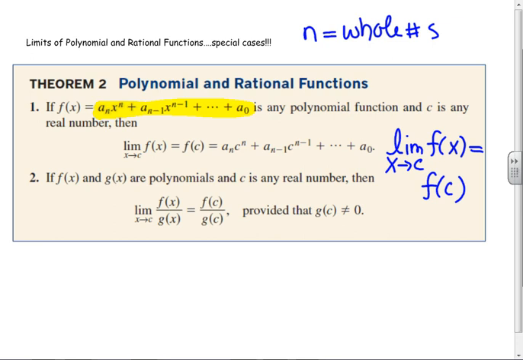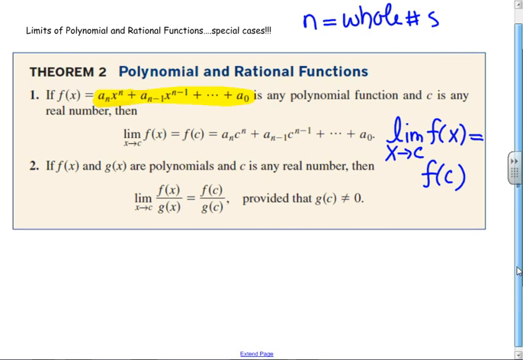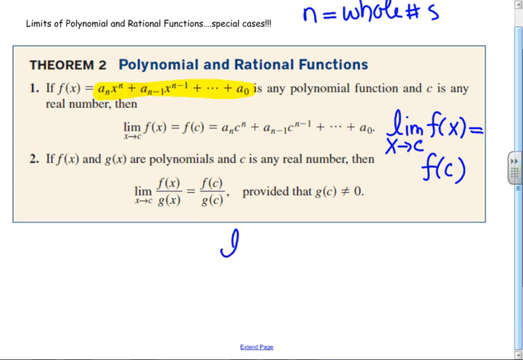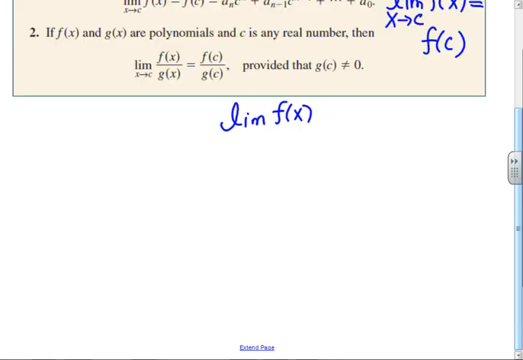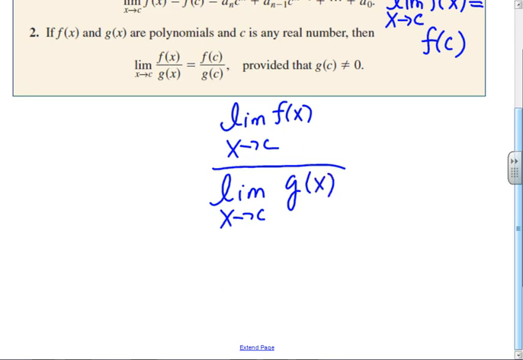And if f and g are polynomials and c is any real number, again, if I have a ratio of polynomials, so it's the limit of f of x as x goes to c over the limit as x goes to c of g of x, you may just go ahead and substitute in there: f of c over g of c, provided that g and f are polynomials. Sine and cosine work that way too. Tangent, we have a problem.